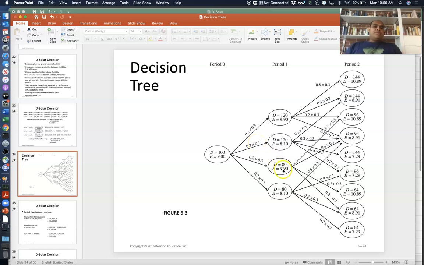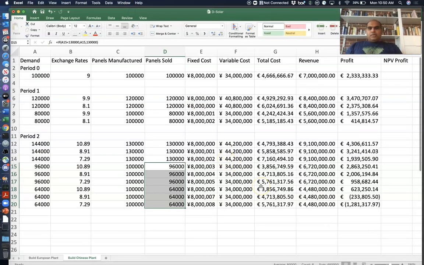Demand going down and exchange rate going up has a 6% chance. Demand going down and exchange rate going down has a probability of 14%. So that is 24%, 56%, 6%, and 14%. So those are the probabilities, and the same probabilities get repeated for the different scenarios, right? So let's do that. Let's keep that in mind.